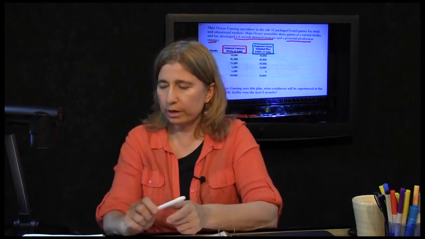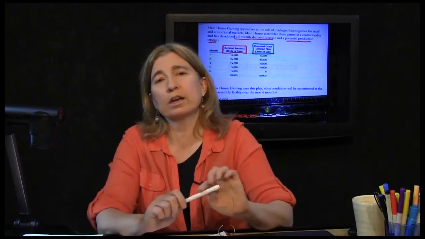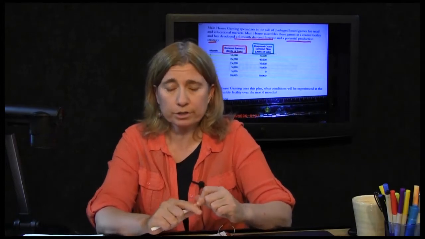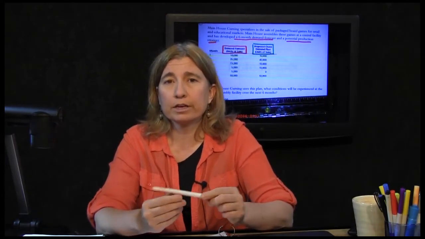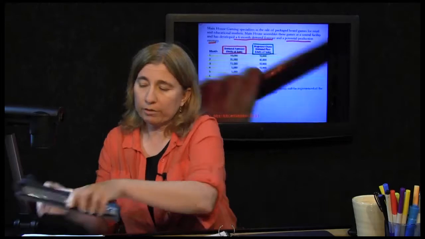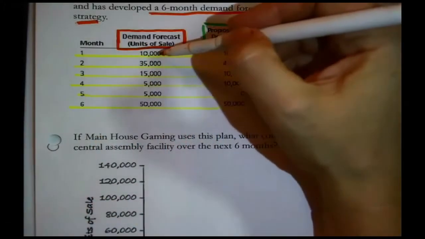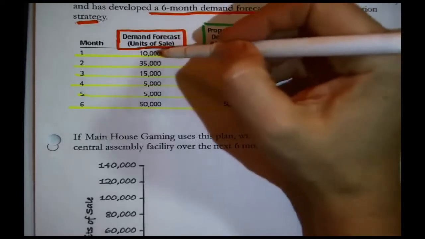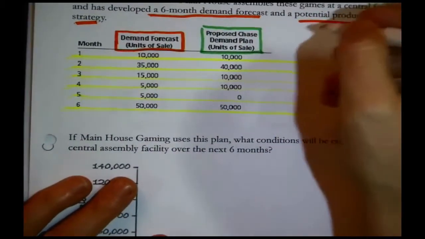Now, the first thing that I want to graph or illustrate is actually not the plan. It's the forecast, the demand over the next 6 months. You say, well, fine, just plot these numbers, right? 10,000, 35,000, 15,000 units of sale. No, no, no, don't do that. Don't plot these numbers. Make a new set of numbers.